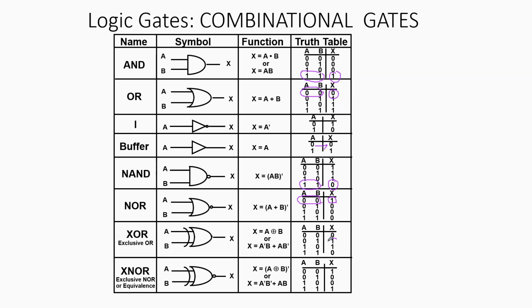Here, for the exclusive OR gate, the output is 1 only when one of the inputs is 1. Did you see the output? The output is 1 only when one of the inputs is 1. If both the inputs are 1, it will be 0. Now the XNOR gate. How does it work? The output will be 0 if only one of the inputs is 0.